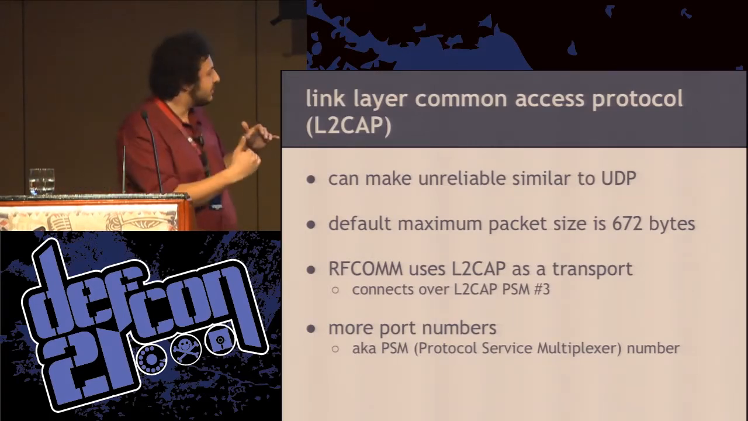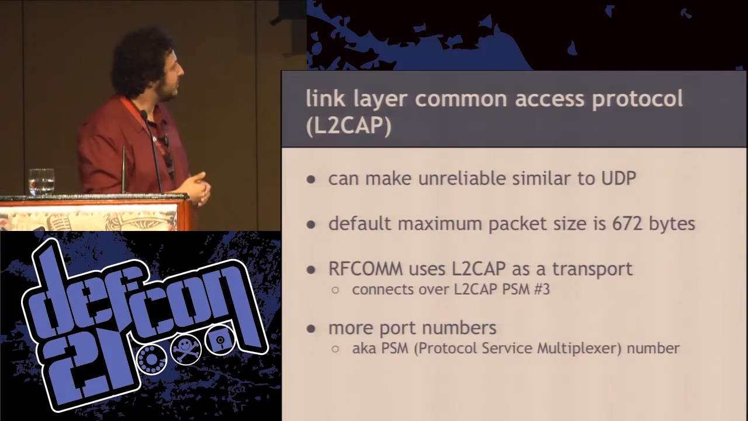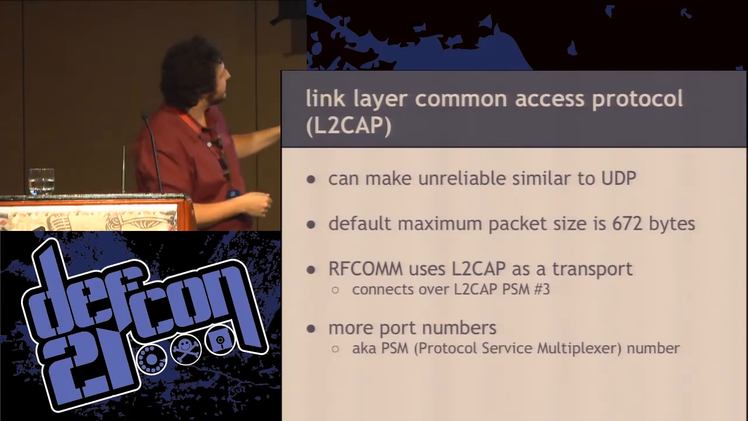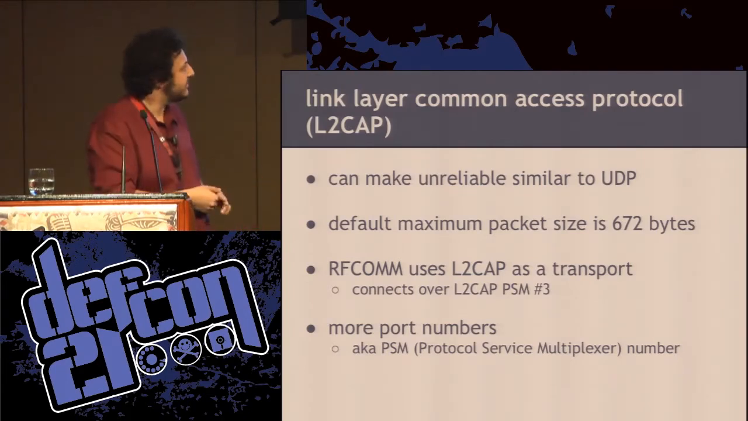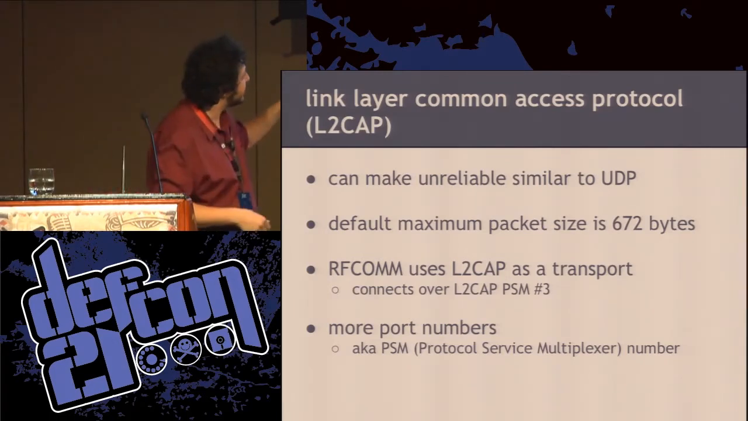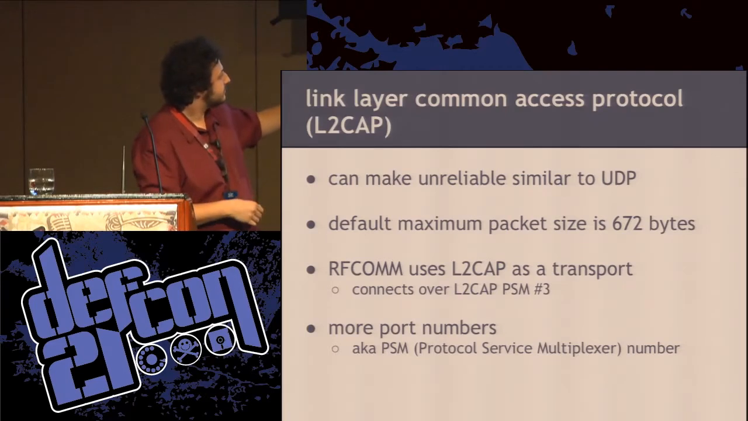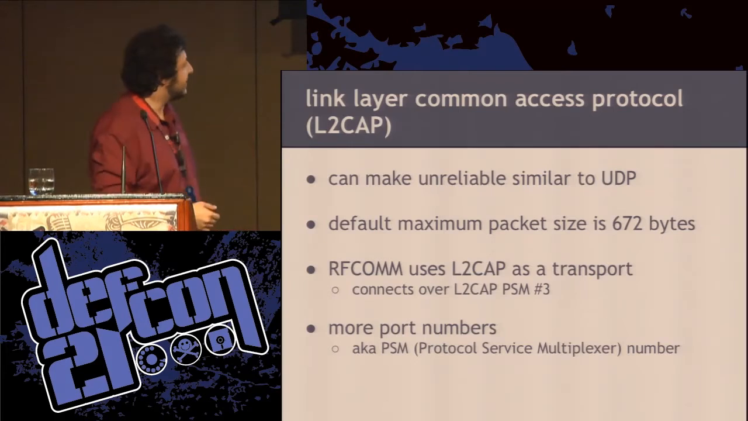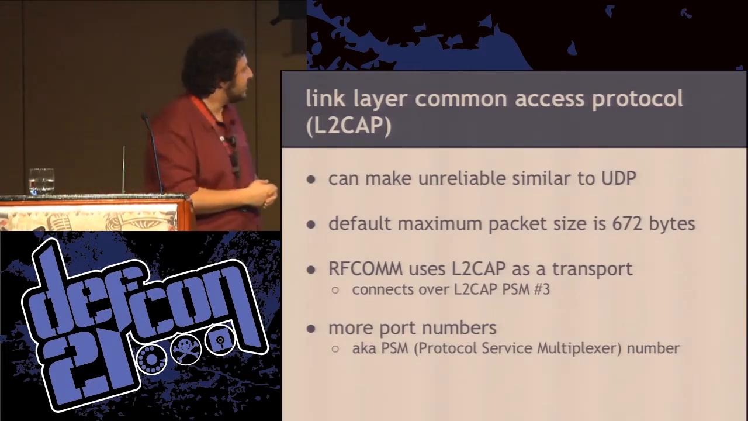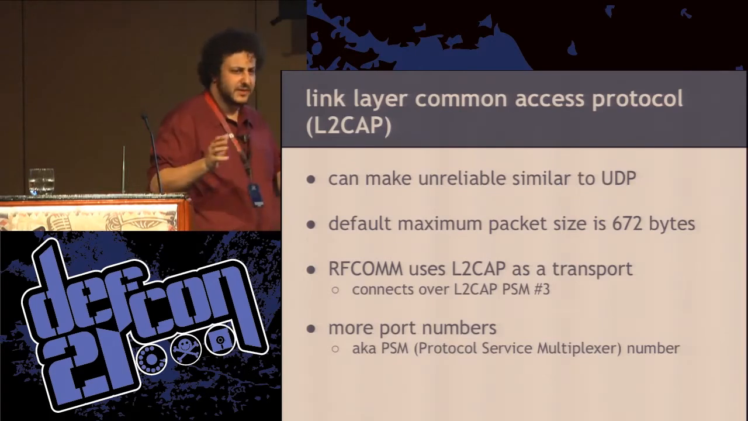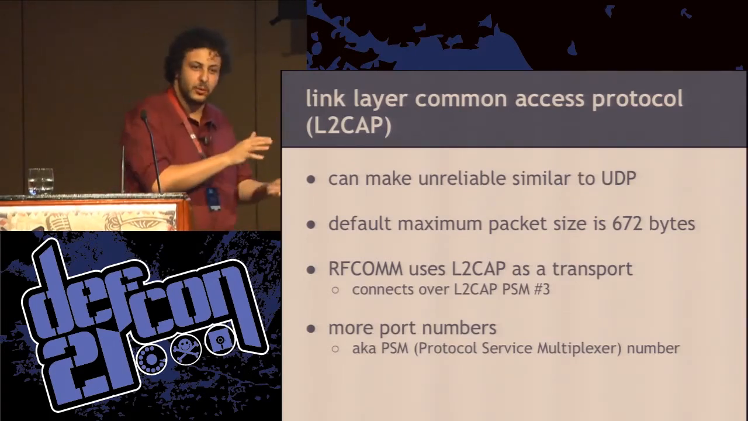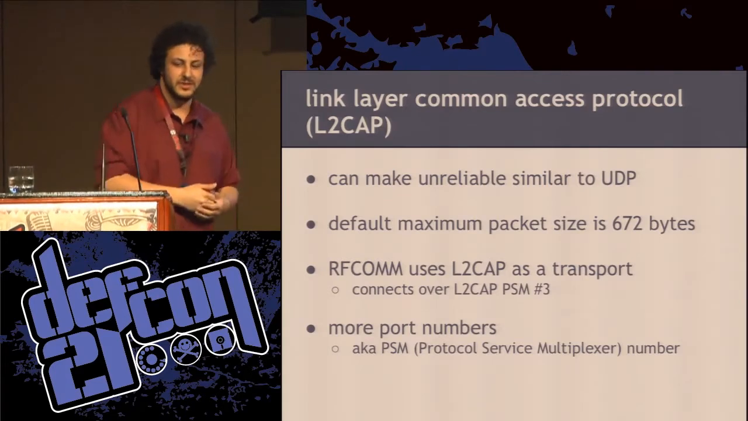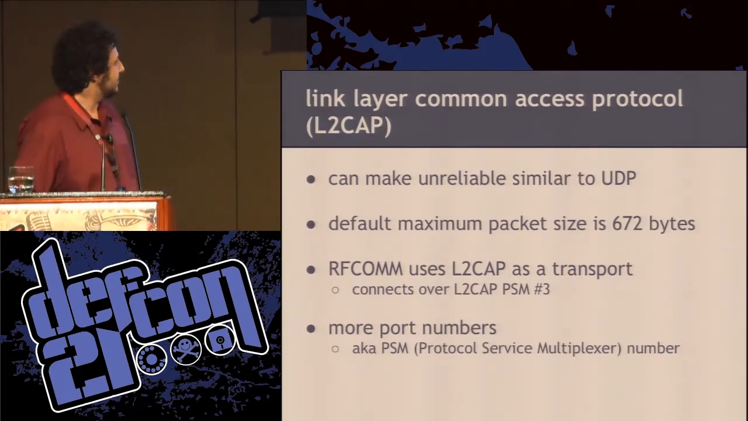Okay, L2CAP is underneath RFCOMM. You can make it unreliable, like UDP, but that's not really in the interest of this stuff. The default maximum packet size is 672 bytes, so you can send them over in chunks. And then RFCOMM sits on top of L2CAP. There's a PSM, or channel number 3, in L2CAP, which RFCOMM runs over. And it has way more port numbers. So I scan up to 65,000, and somewhere people advertise around 40,000, and it's all the odd numbers, which is weird, but it's a weird protocol.